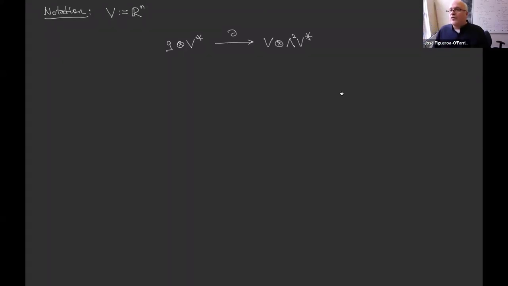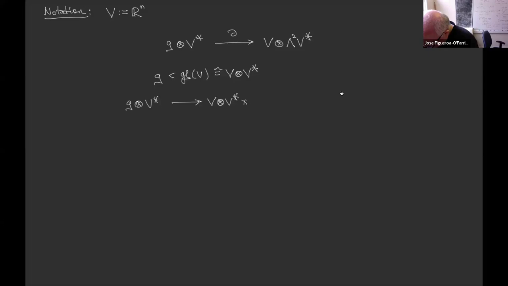And what is it? Well, it's a composition. Remember that G is sitting inside GL(V), right? And this looks like V tensor V star. So what this delta is the following. Let me write it again as a composition of maps. I first use the isomorphism, so G is sitting inside GL(V), which is V tensor V star tensor V star, right? And then what I do is I skew-symmetrize in the V stars.